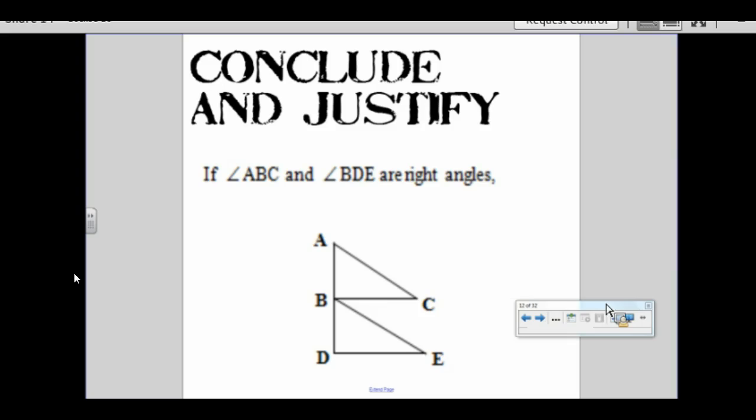We'll work them. If ABC and BDE are right angles, what can we conclude? Well, if they're both right angles, then we can conclude angle ABC is congruent to angle BDE. And what's the reason? Right angle congruence theorem. Okay.